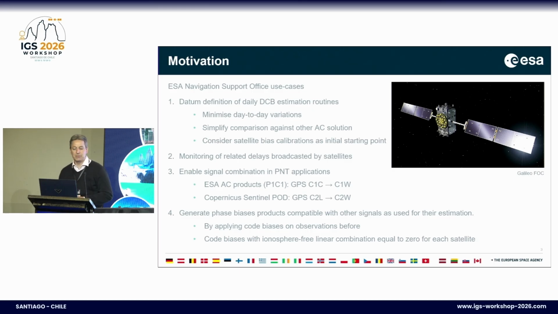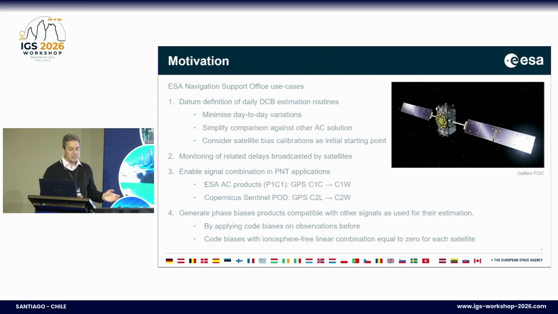In the beginning, when we talk about setting up or initializing our bias reference frame, we base this on the available calibrations for the satellites. We use them as an initial starting point, and from then onwards we estimate the biases for new satellites, and also for satellites where we had events. We use the bias file also to monitor the broadcast delays broadcast by the satellites on a daily basis, so that we have a reference. And we use it also to enable combinations in precise point positioning, navigation, and timing applications.